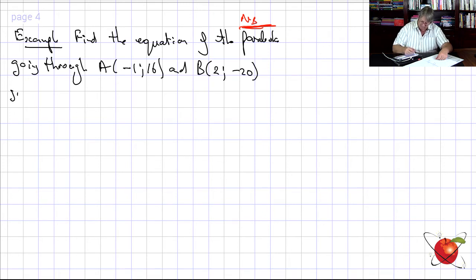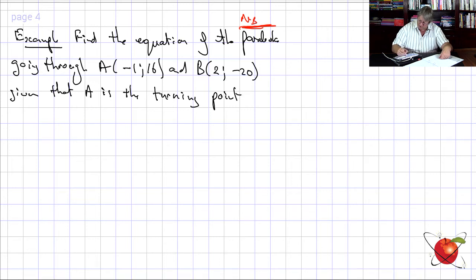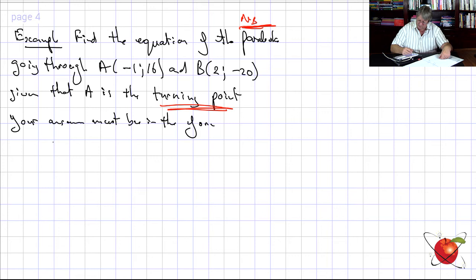Given A, that A is the turning point. Cool. Next bit of information. There it is, turning point. Okay, so we know to use the turning point. And they then say, to confuse you, your answer must be in the form y equals ax squared plus bx plus c. They're telling you your answer must be in that form.